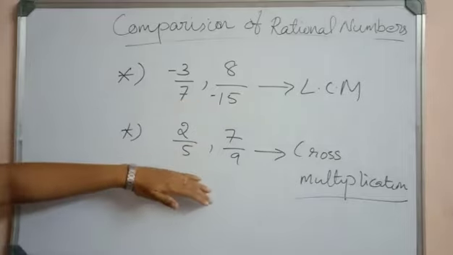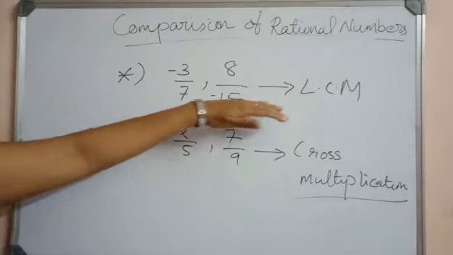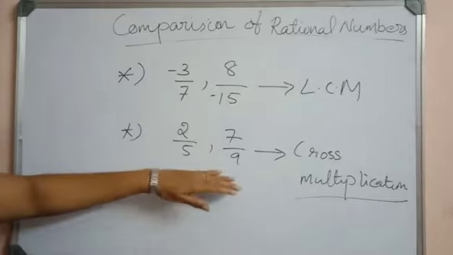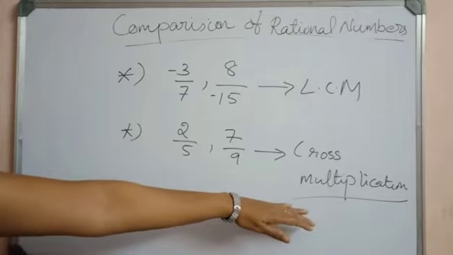Now these two questions are for you. You can just solve them. The first one by the LCM method and the second one by cross multiplication.